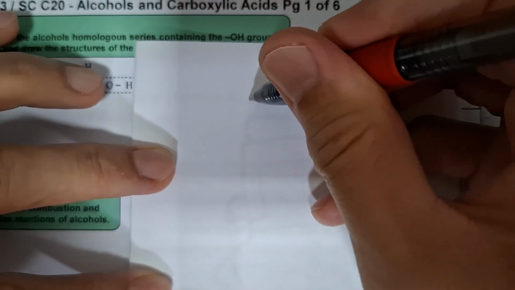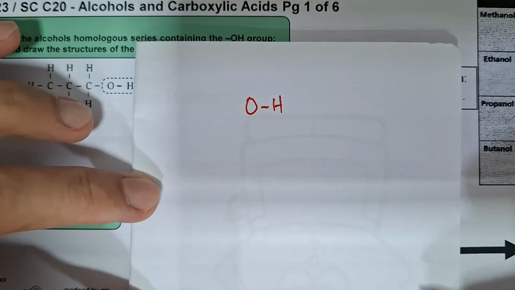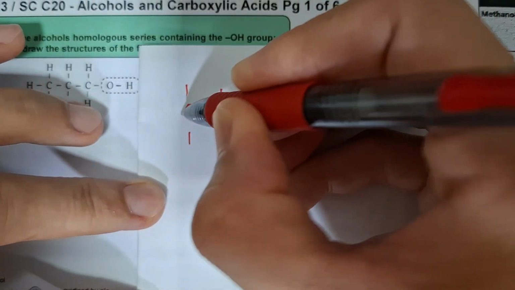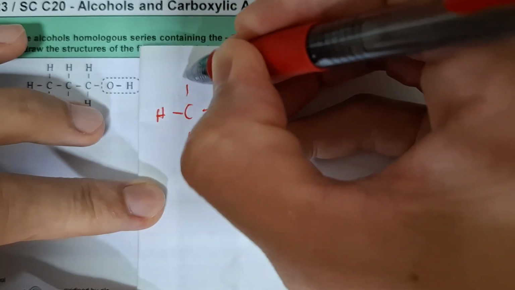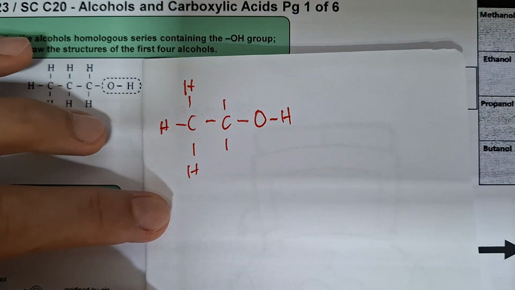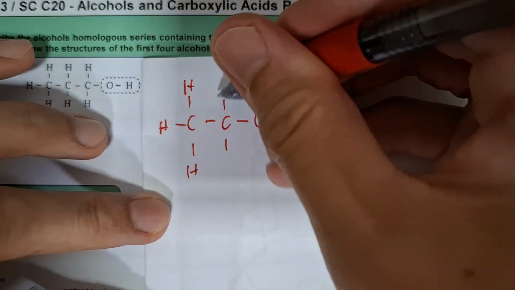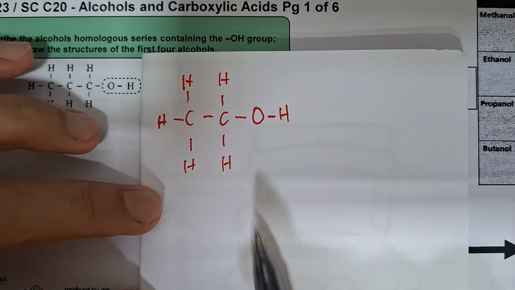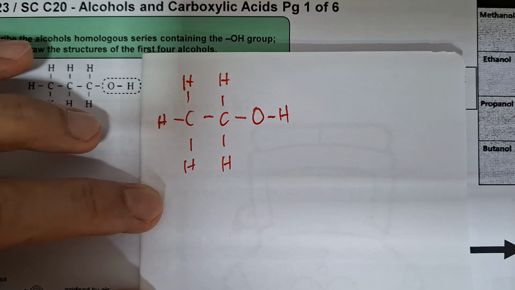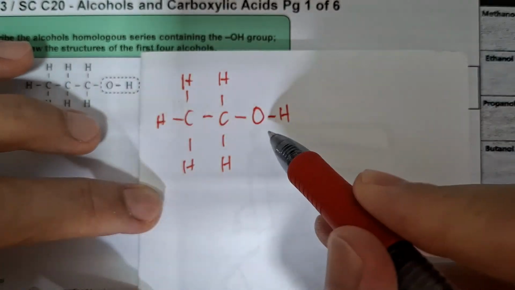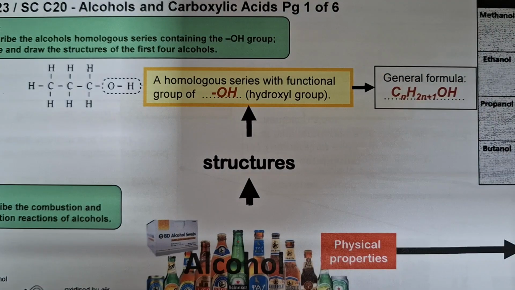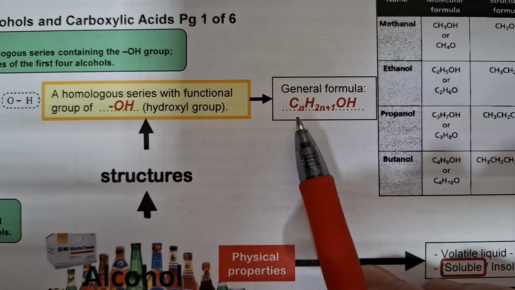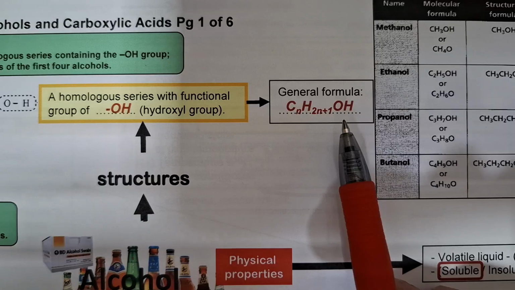And bear in mind that the OH is attached by a single bond. So over here would be all the carbon, for example. This is one example of a member of the alcohol homologous series. This compound is called ethanol, C2H5OH. OH is the functional group. And the general formula of the alcohol homologous series is CnH2n+1OH.